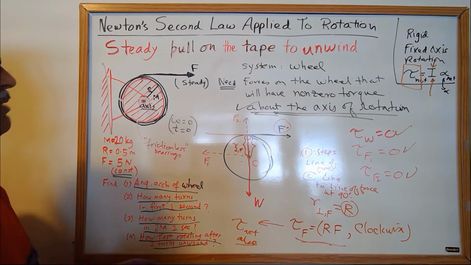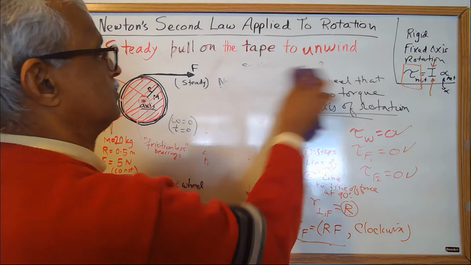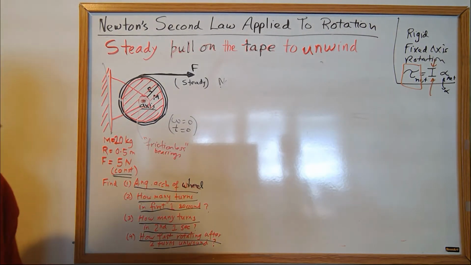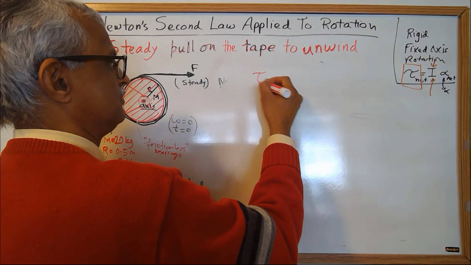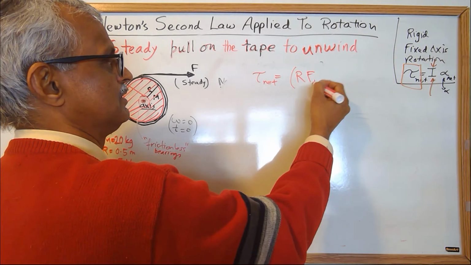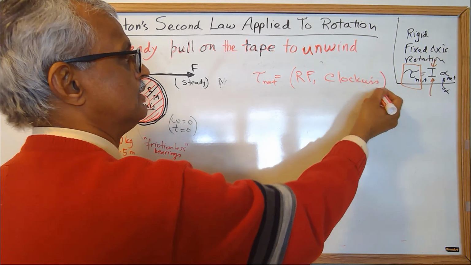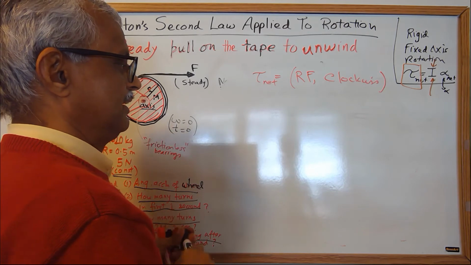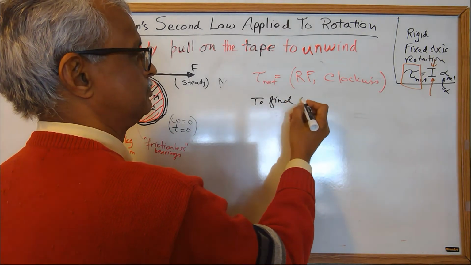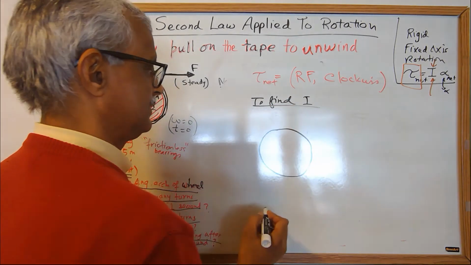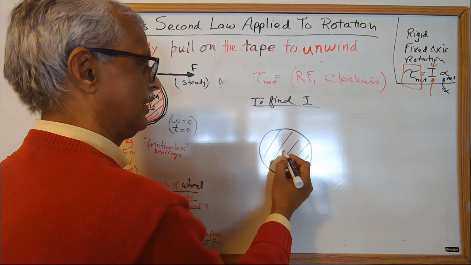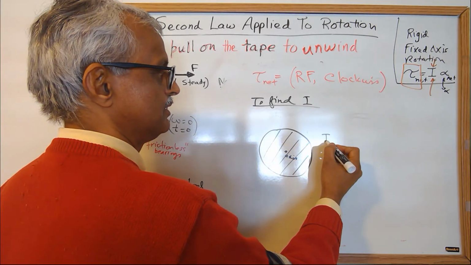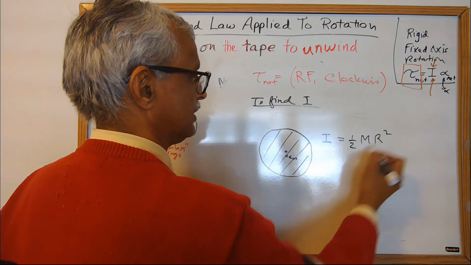All right, I need more space. I'm going to erase here, and I want to make sure that you really understand what's going on here in great detail. So we found that tau net equals R times F, and this is clockwise. Now I want to know what I is. Well, the system is the wheel, right? The system is the wheel, and to find I with respect to the axis I need to go back to the drawing. Here is the system, the thing that's going to rotate, and here is the axis, and the axis is perpendicular to that. For this situation, the moment of inertia is half times m r squared, the disk formula.